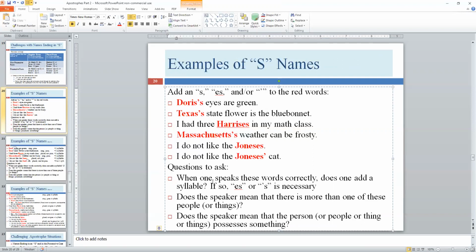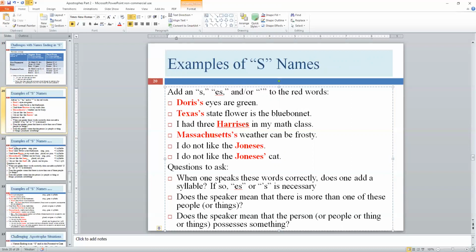Here are the questions to ask while you're doing this. When you speak these words correctly, do you add a syllable? Doris's eyes, Doris's. 3 syllables. We added a syllable, so we need ES or apostrophe S. Texas's state flower. Texas is just Texas. Texas's is Texas's. We've added a syllable, so we need an apostrophe S or an ES.